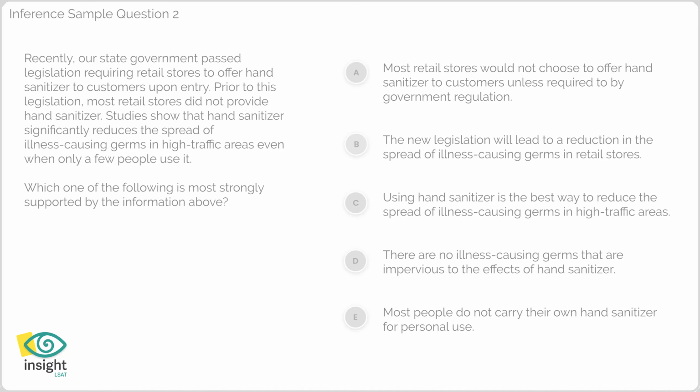And we're back. Let's start with the stem. Which one of the following is most strongly supported by the information above? All right, now we've got the weaker version of an inference question. The answer choice won't have to be true. It'll just need to be supported.